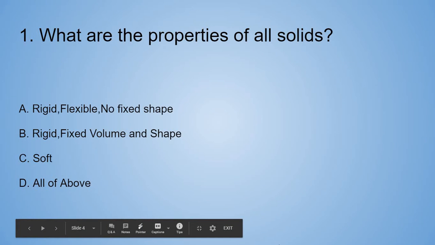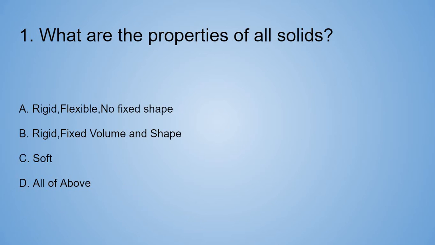Now for the quiz. Number 1. What are the properties of all solids? A. Rigid, flexible, no fixed shape. B. Rigid, fixed volume and shape. C. Soft, and D. All of above. Let's use the process of elimination. Let's start with option A.